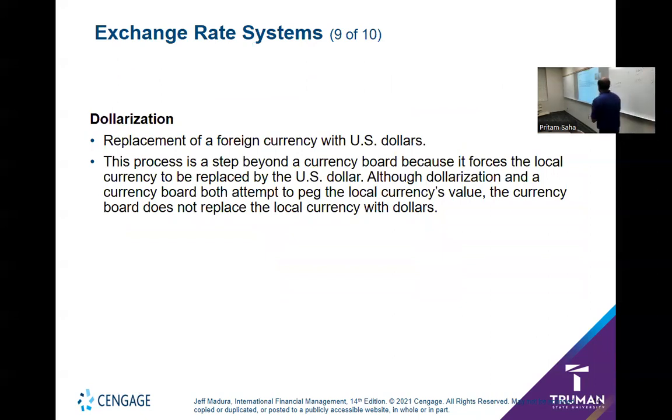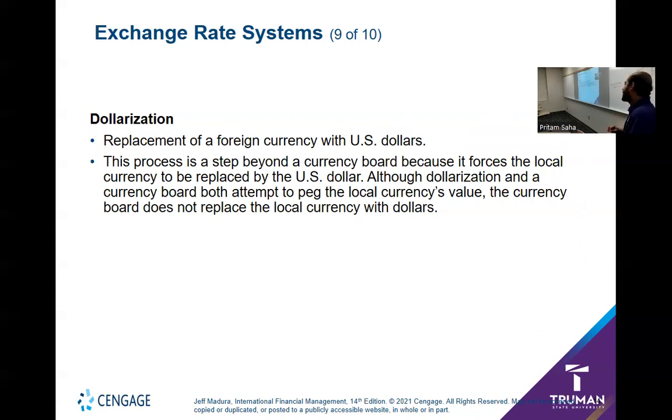Okay, dollarization. What is that? This is kind of a pegging, but this is not actually a pegging. It's exactly the replacement of the foreign currency with US dollars. If any country wants to completely replace their home currency with US dollars, that is called dollarization. In that country, they will use the dollar for currency exchange.